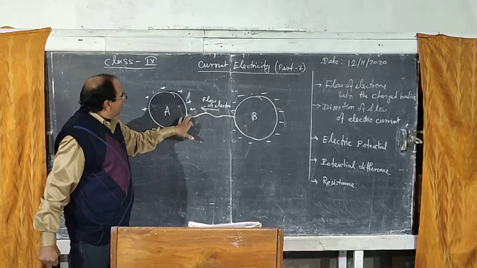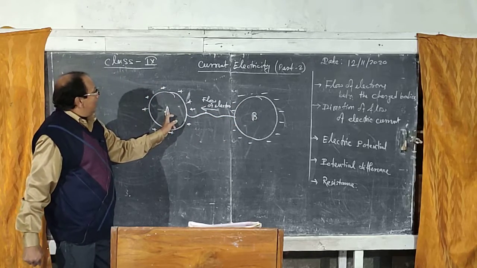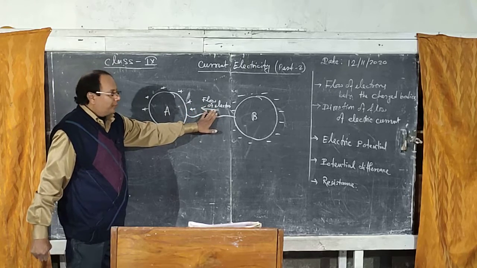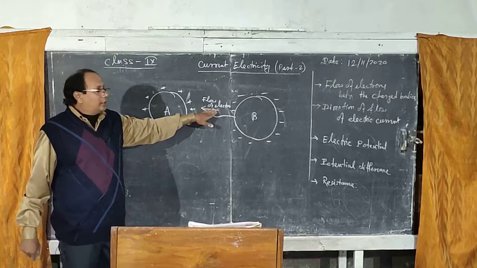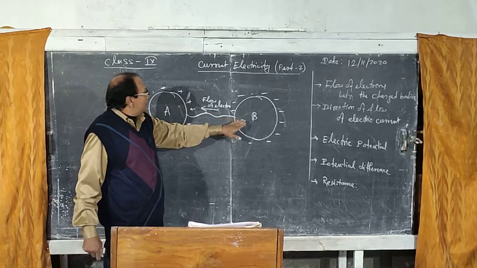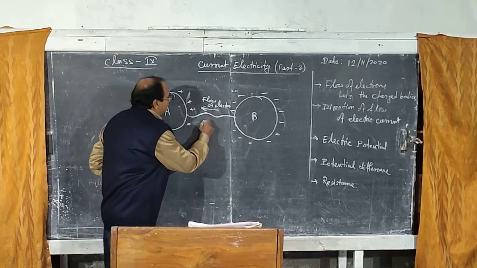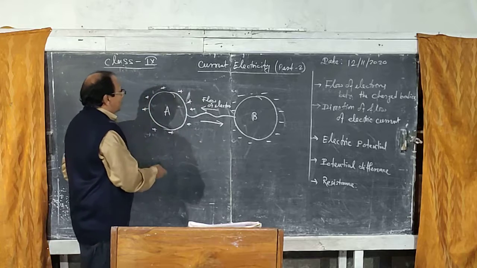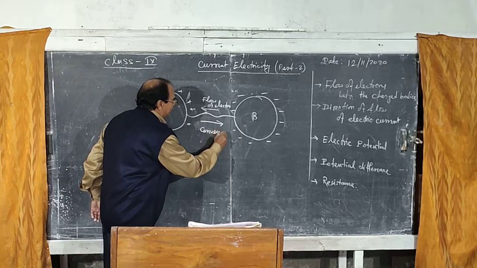So when we join with the metallic wire, electrons start to flow from B to A, and this is the direction of flow of current. This direction of flow of current we can also call electronic current. So electronic current flows from B to A. Another direction we can say, just opposite of electronic current, is called conventional current.